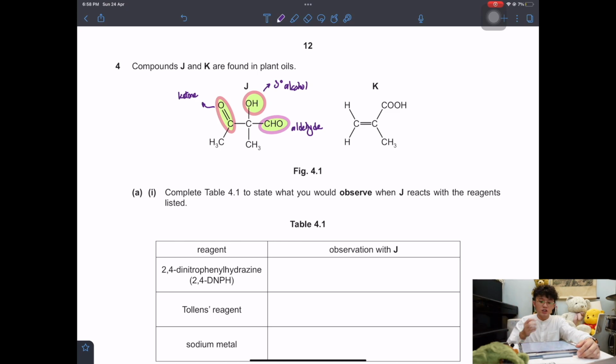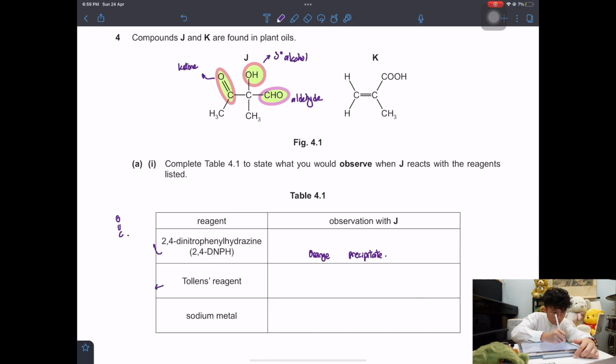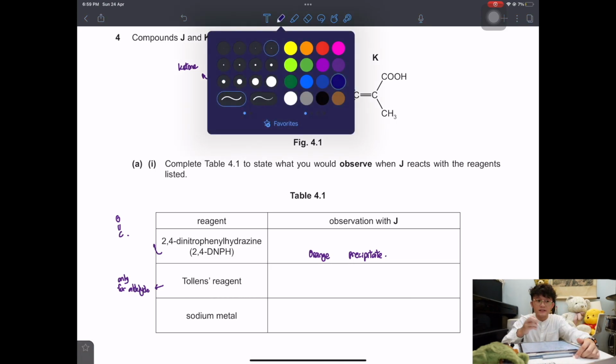2,4-DNPH, guys, is to test for a carbonyl group, C=O. Remember, it's for carbonyl, not for carboxylic acid. So for carboxylic acid, it will be a negative test. A positive result gives an orange precipitate. What about Tollens' reagent? Tollens' reagent is only for aldehyde. We do have an aldehyde here, and a positive result will give a silver mirror.